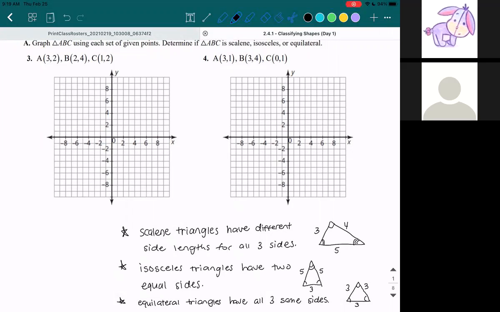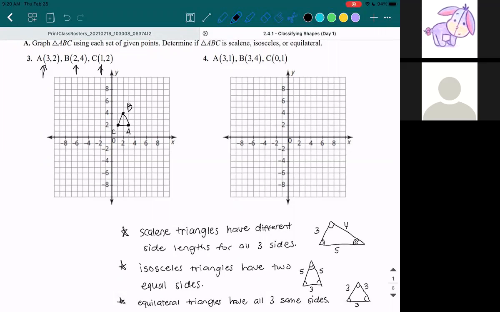Now let's get on to graphing. Let's start with number 3. So for number 3, we have our first point, 3, 2. So this is my point A. We have the point 2, 4. This is my point B. Actually, I'm going to write the letter B over here. And then our third point, 1, 2, is over here. All right, so now let's connect all three of these. Okay, and we now have to determine if this is scalene, isosceles, or equilateral.